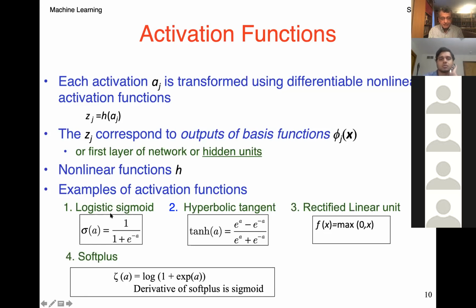Examples of activation functions are the logistic sigmoid, which is defined as sigma of a equals 1 over 1 plus e to the power of minus a. We've seen the shape of that. It's an S-shaped function whose value lies between 0 and 1. And there is the hyperbolic tangent, which is kind of a relative of sigma of a. The tanh of a is e to the a minus e to the minus a, over e to the a plus e to the minus a. Why use this hyperbolic tangent?